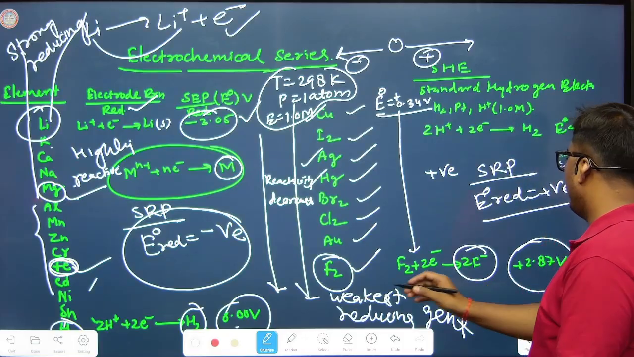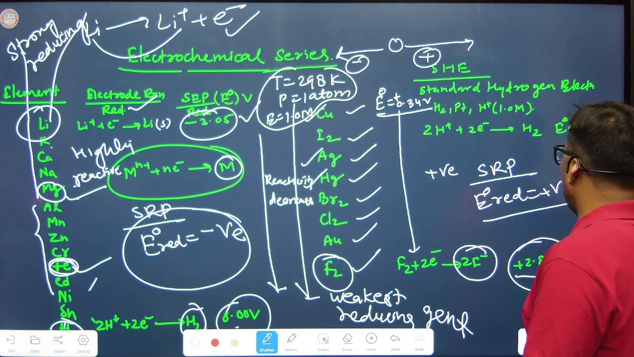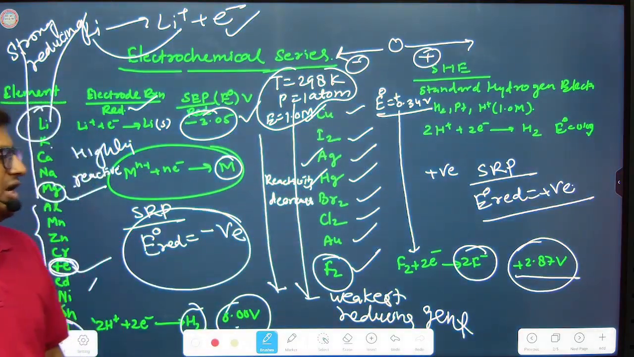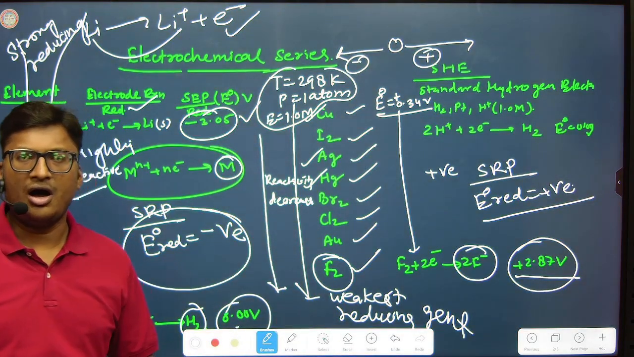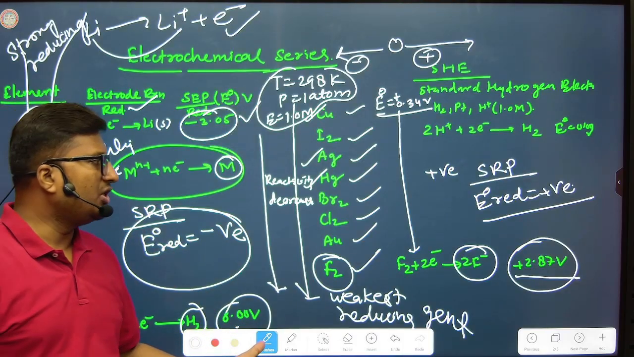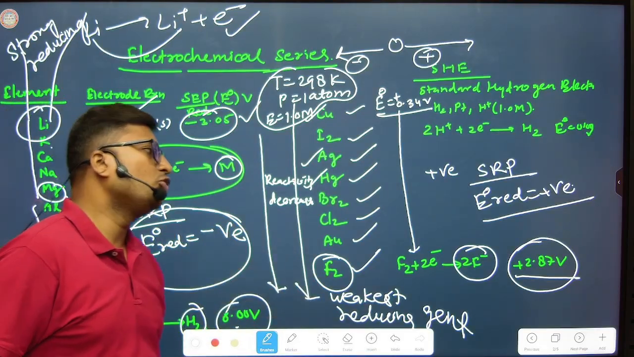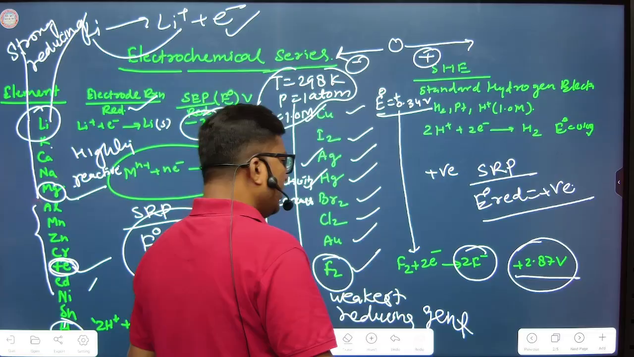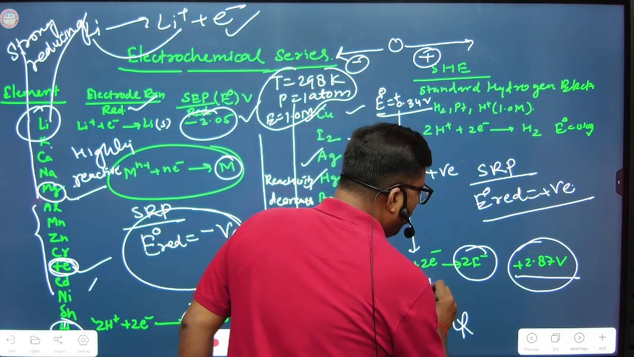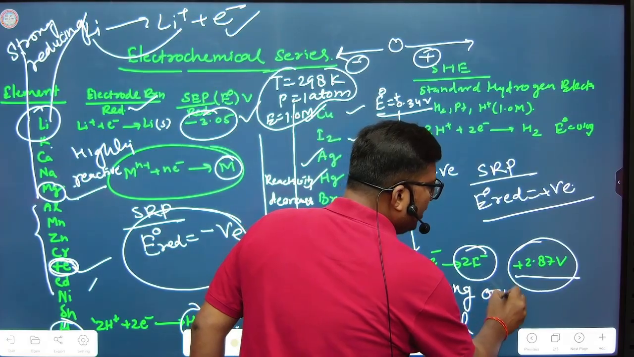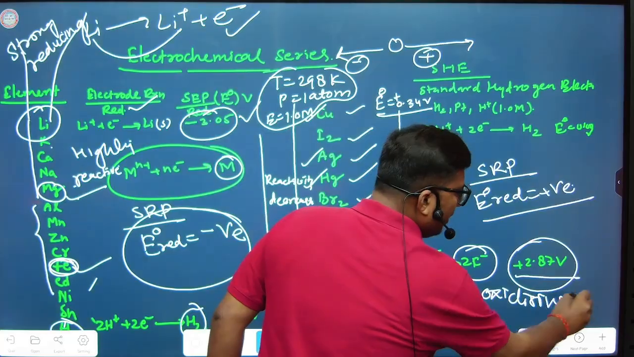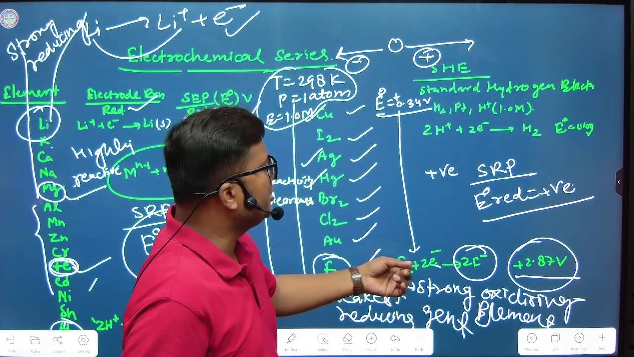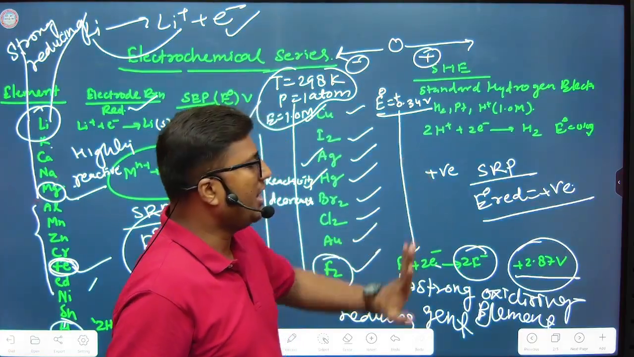Now fluorine has 2.87 volt, right? Because of the positive standard reduction potential, its capacity for gaining external electrons is very high for fluorine. So fluorine is the most strong oxidizing element. It can easily accept two electrons and convert back to the fluoride anion, right?